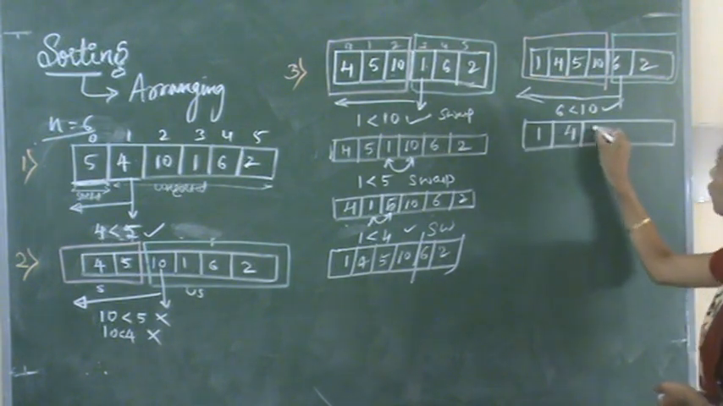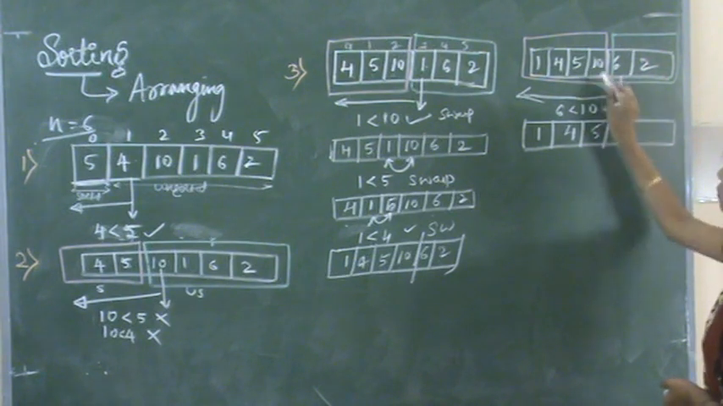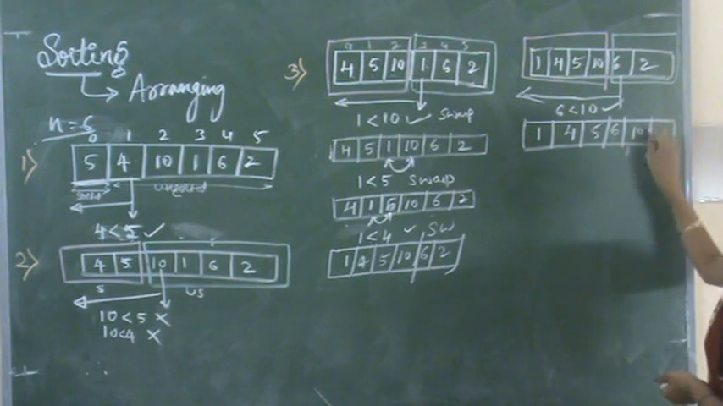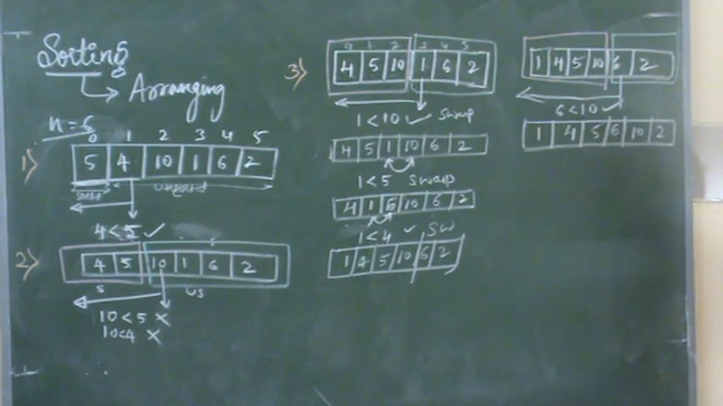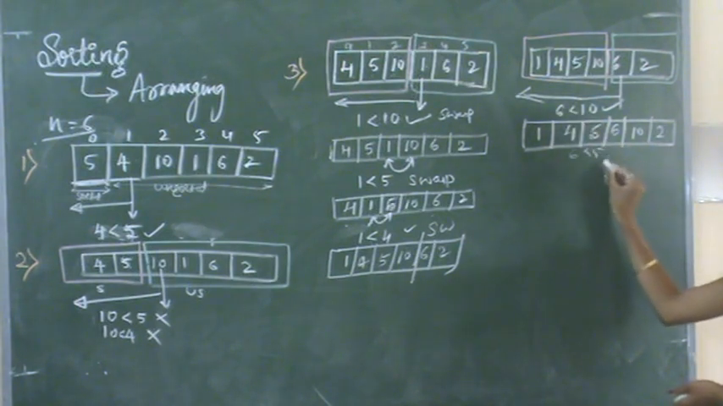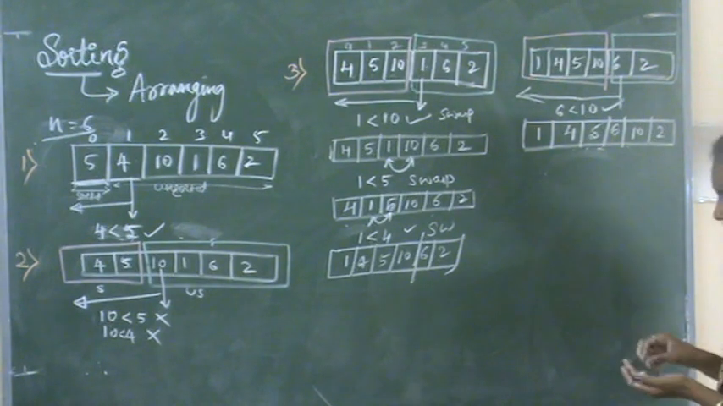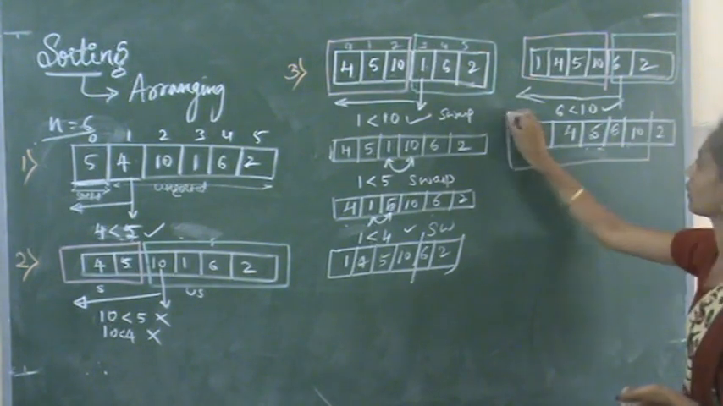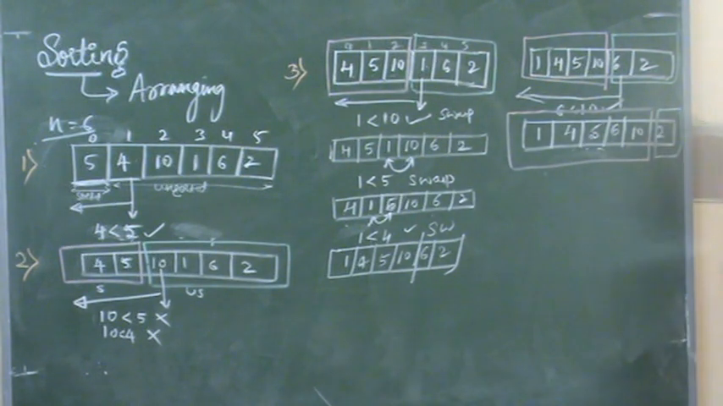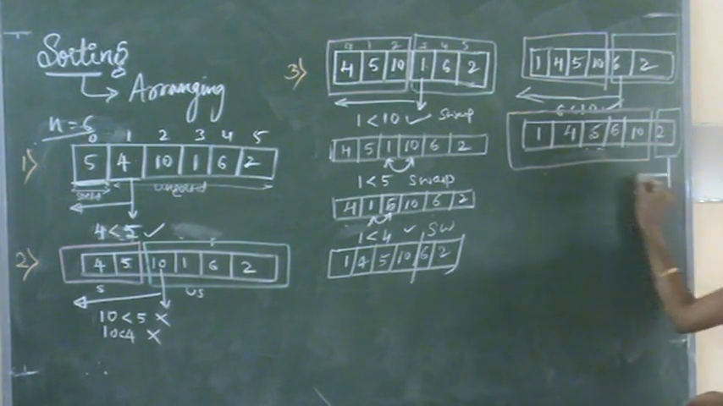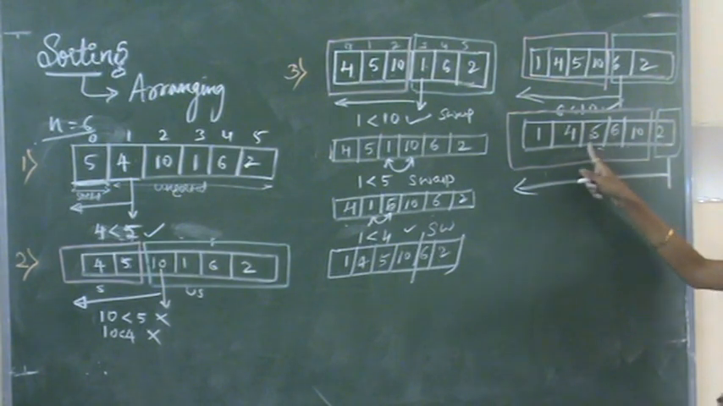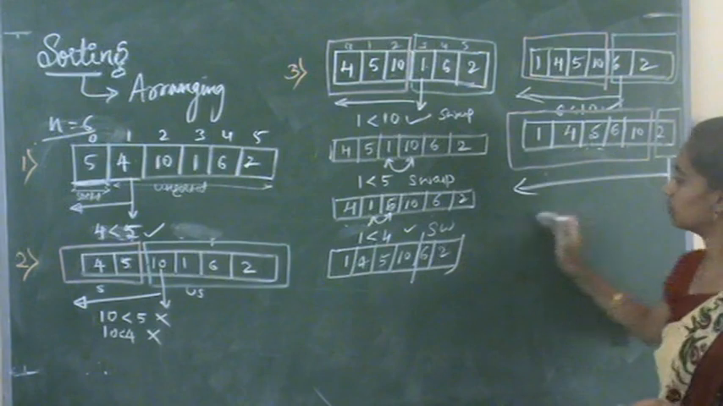1, 4, 5. So 6 and 10 will be swapped: 6, 10 and then 2. So now the array becomes swapped. Again check the condition. 6 less than 5? So false. This becomes the sorted array and this becomes the unsorted array, right? So now I need to compare this to all these elements. So 2 is less than 10, less than 6, less than 5, less than 4. So these steps will be repeated here.